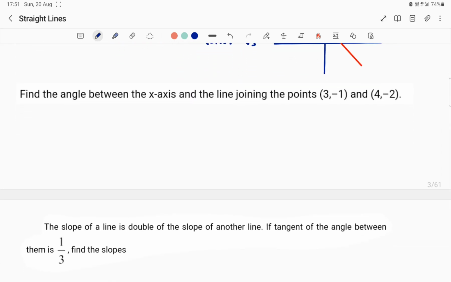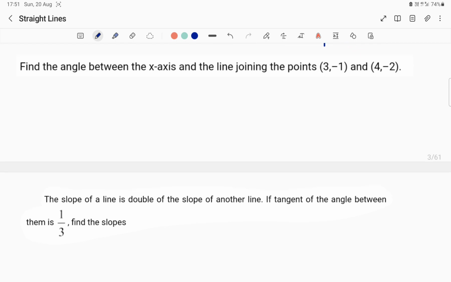Find the angle between the x-axis and the line joining the points, this. So find what is the slope. Slope is what? -2 minus of -1 divided by 4 minus 3, which is -2 plus 1 by 1, which is -1. So think, tan of what angle will give you -1?